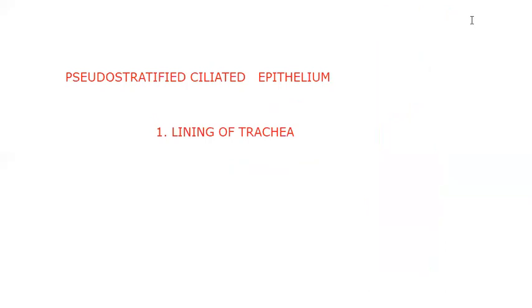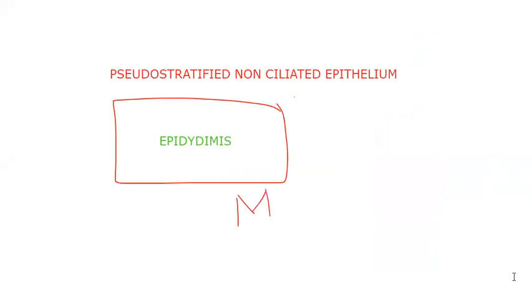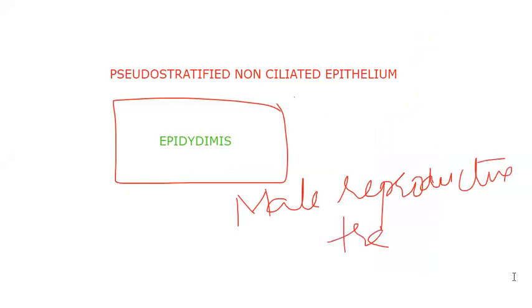Okay. Next, pseudostratified non-ciliated epithelium. Pseudostratified non-ciliated epithelium is there in the epididymis, which belongs to the duct of the male reproductive system, the male reproductive tract. These are the epididymis. We have three parts: caput epididymis, corpus epididymis, cauda epididymis. Just remember pseudostratified non-ciliated epithelium.